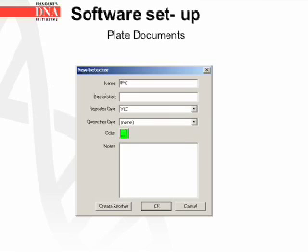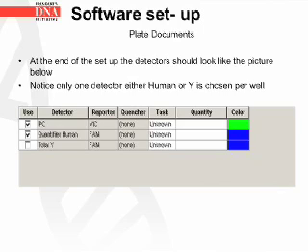Here we have a screenshot of a completed detector for the IPC. Notice the name is now IPC and that the reporter dye is listed as VIC and not FAM, and of course the color here is green, whereas the color that was chosen for the human and the Y was blue. At the end of the setup, the detector should look like the picture below. Notice only one detector, either human or Y, is chosen per well.